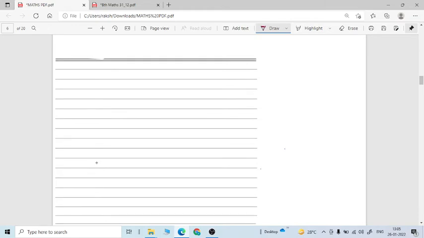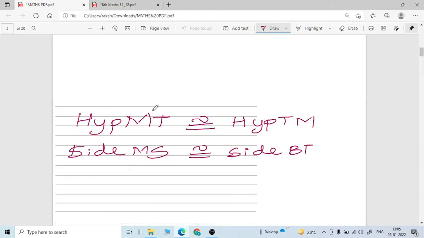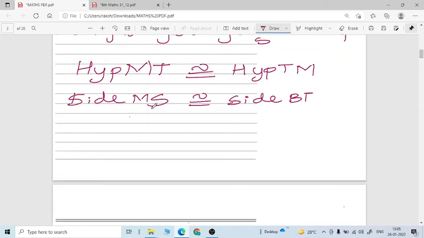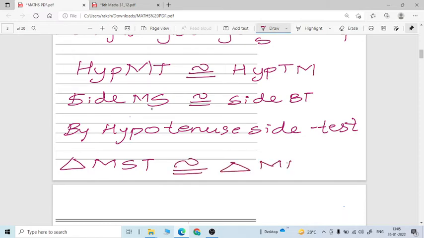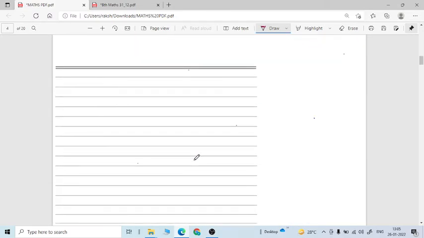So by the hypotenuse side test, two sides we got the same. So by the hypotenuse side test, triangle MST is congruent to triangle MBT. Okay. Now one more, the question would be the same, but the diagram I will change.